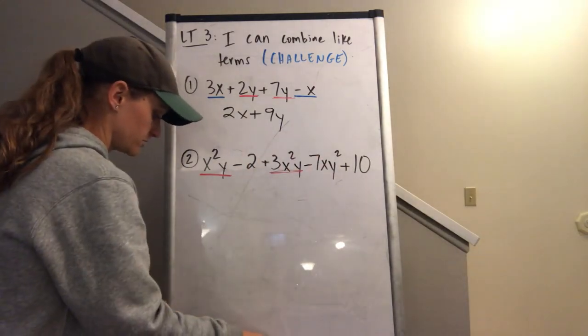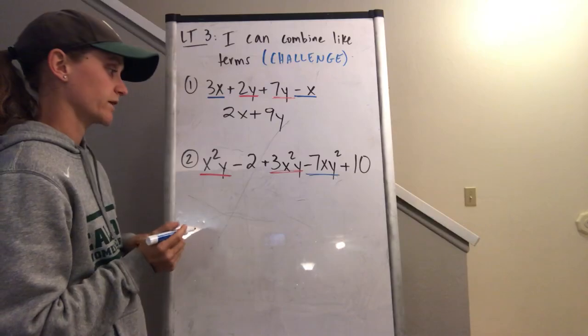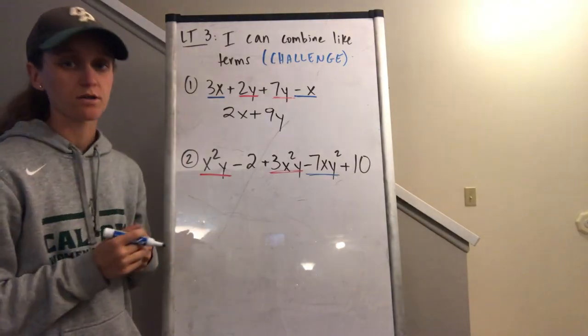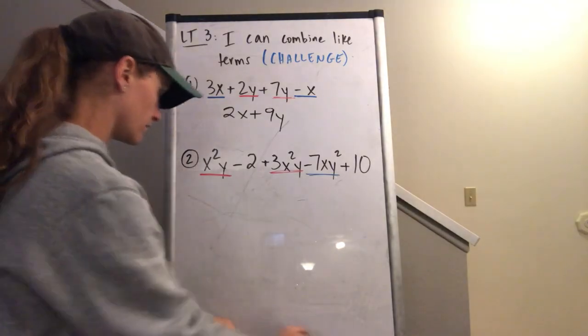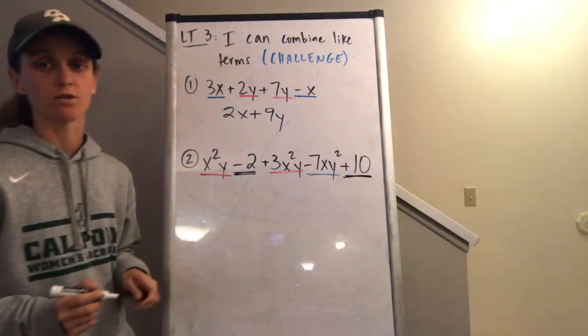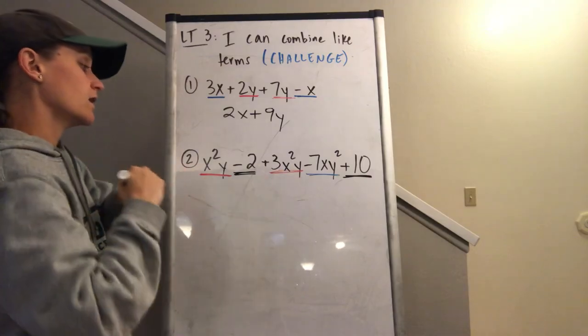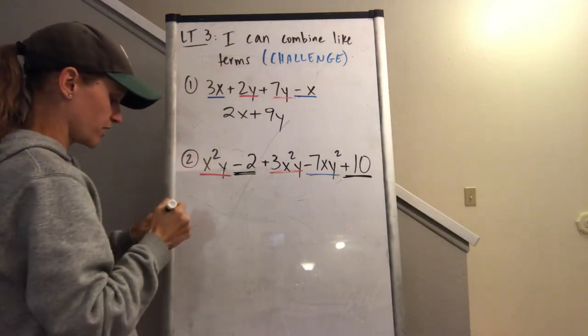Let me underline this one in blue. So there's this one, but I don't see anything else that has an x, y squared, so I'll just leave that one alone. And then the last thing is I can combine the negative 2 with the 10 because those are just units.